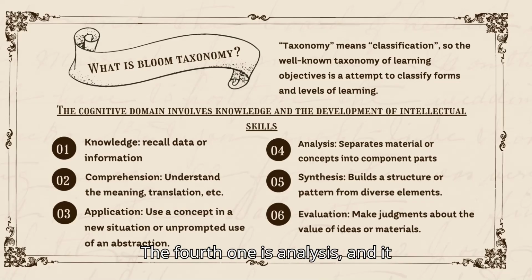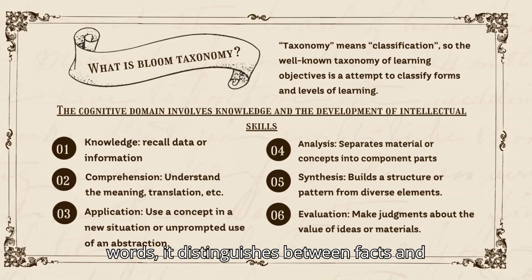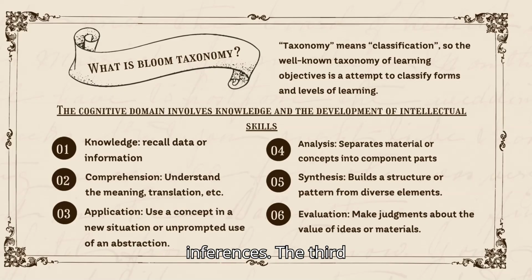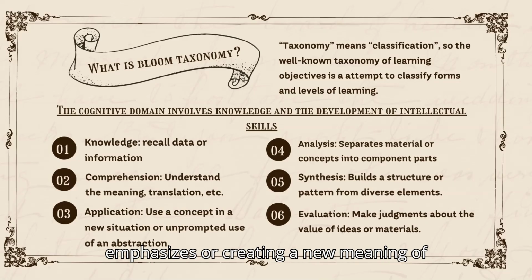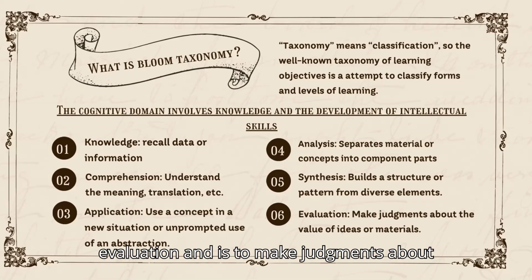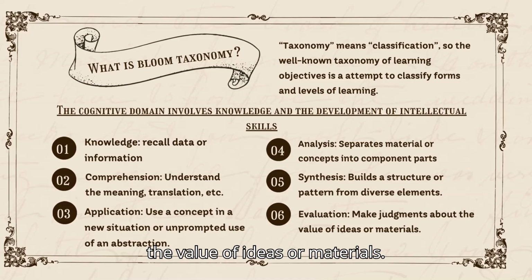The fourth one is analysis and it separates material or concepts into components so that its organizational structure may be understood. In short words, it distinguishes between facts and inferences. The fifth one is synthesis, and it builds a structure or pattern from diverse elements, which means it puts parts together to form a whole, with emphasis on creating a new meaning of structure. The sixth one is evaluation, and is to make judgments about the value of ideas or materials.